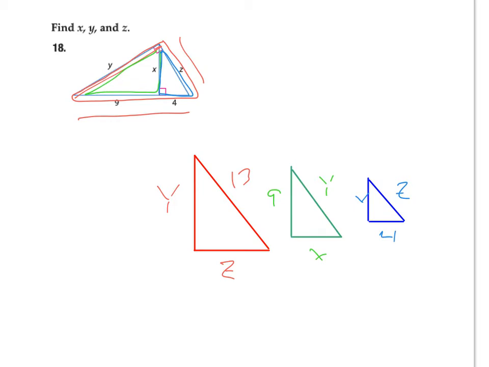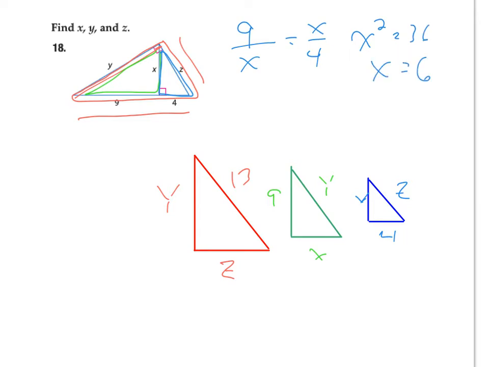Okay, I can see right here, let me get my pointer. For x, I got 9 is to x as x is to 4. So I can write that now. 9 is to x as x is to 4. So now I know that x squared is equal to 36, so x is equal to 6.